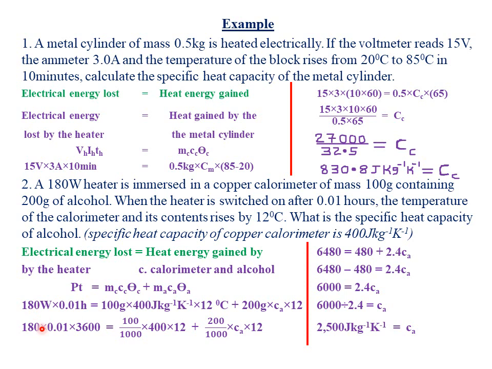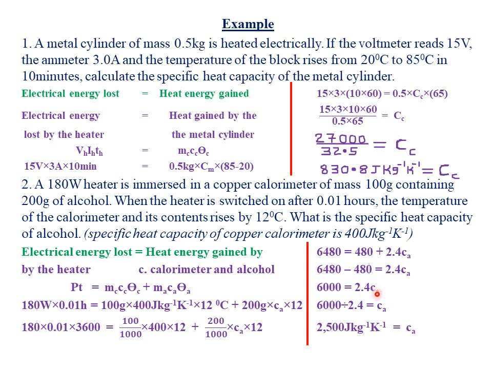Then of course 180 times 0.01 times 3600, you'll obtain 6480. Then 100 over 1000 multiplied by 400 times 12, you'll obtain 480. Then 200 over 1000 times specific capacity of alcohol times 12, you'll obtain 2.4 times specific capacity of alcohol. Then if I make 2.4 times specific capacity of alcohol the subject of the formula, I'll simply take 480 towards the left hand side. So 6480 minus 480 will simply obtain 6000. So 6000 is equal to 2.4 times specific capacity of alcohol.